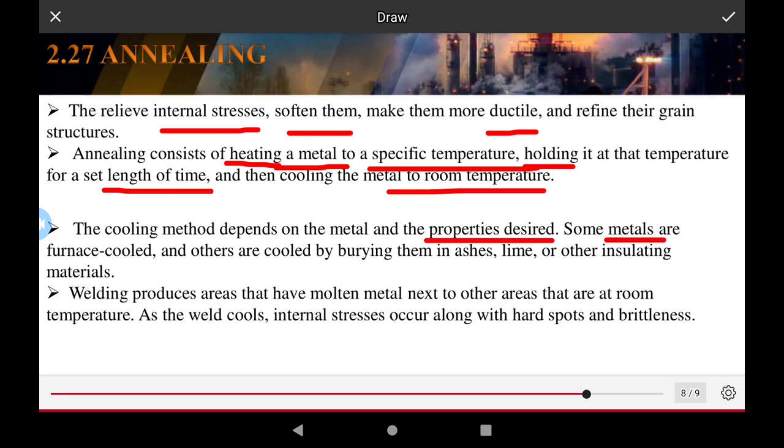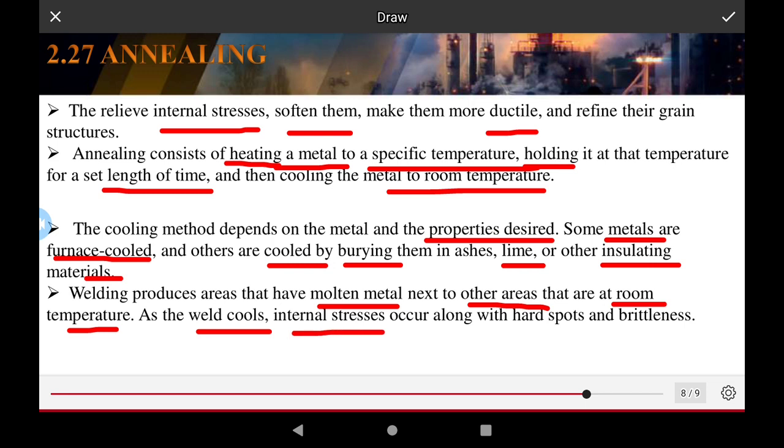Some metals are furnace cooled, and others are cooled by burying them in ashes, lime, and other insulating materials. Welding produces areas of molten metal next to other areas at room temperature. As the weld cools, internal stress occurs along with hardened spots and brittleness.